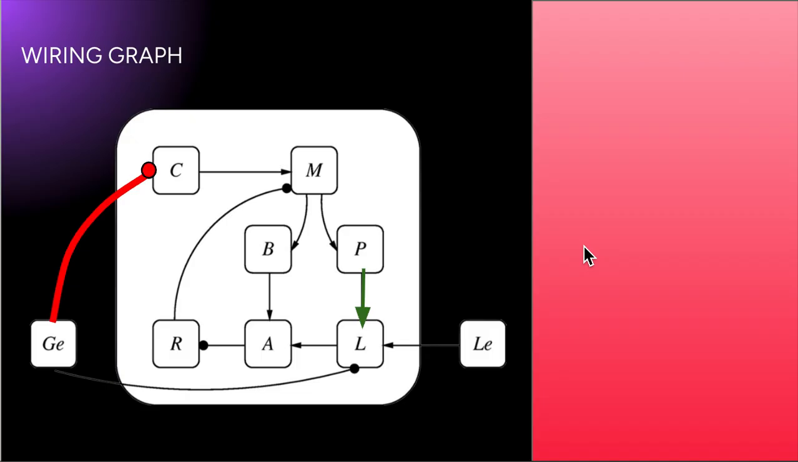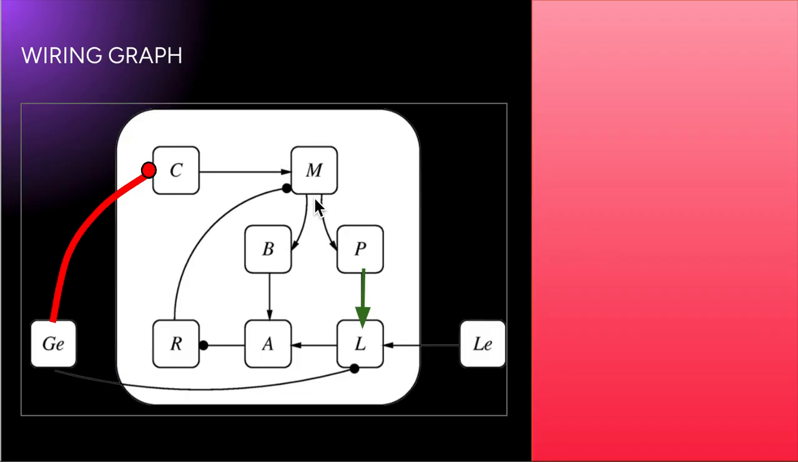Loops arise in this graph, and the parity of those loops is important. So the parity of the loop is defined by the product of the parity of all the edges, where an edge has a parity of -1 if it's inhibitory, or +1 otherwise. So this loop between M to B to A to R to M is positive because the product is +1 times +1 times -1 times -1.